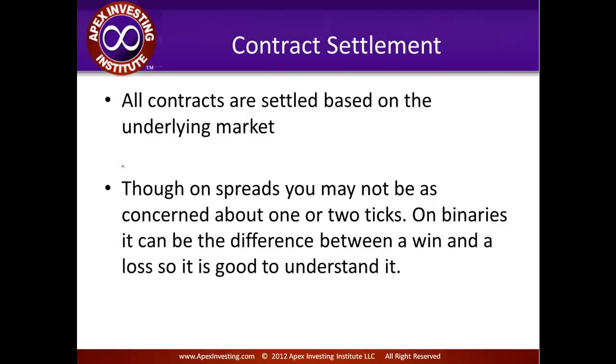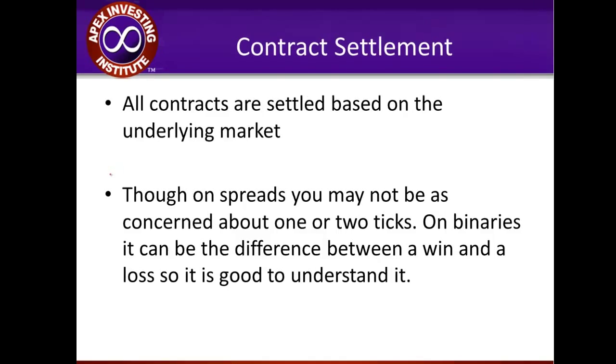Now, understand that, again, all contracts are settled based on the underlying market. And honestly, on spreads, you're not really going to be concerned about the settlement as much, because it's like 1 or 2 ticks difference. But on binaries, if you decide to trade those, and they're completely different than spreads, it can be huge because it can mean the difference between a win and a loss. So it is good to understand it and where that number comes from. Let's go ahead and check out an example of settlement.